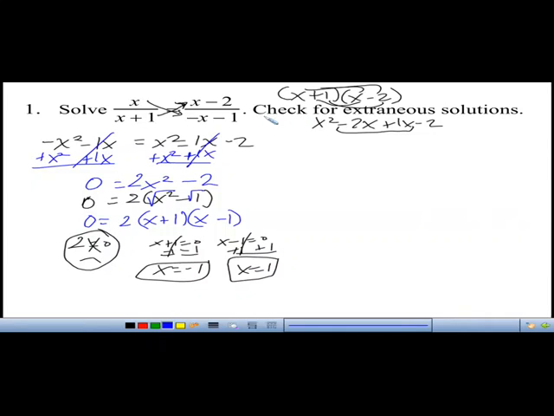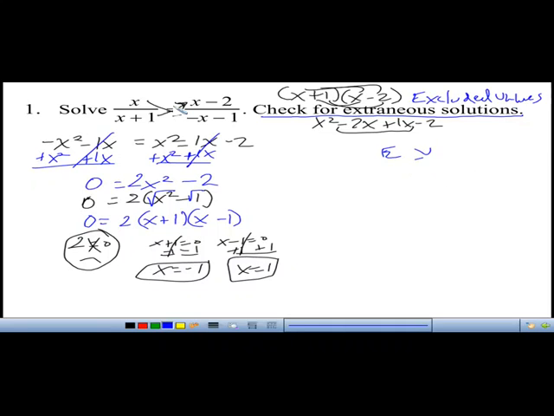No, it says here to check for extraneous solutions. What does that mean? Well, according to what we just did, x equals negative 1 and x equals plus 1. These are our possible solutions, but let's check for extraneous solutions. What does that mean, Mr. Q? That we need to check for our excluded values. So I write EV.